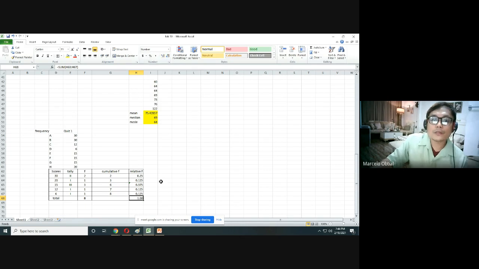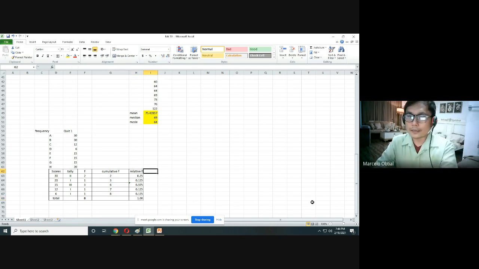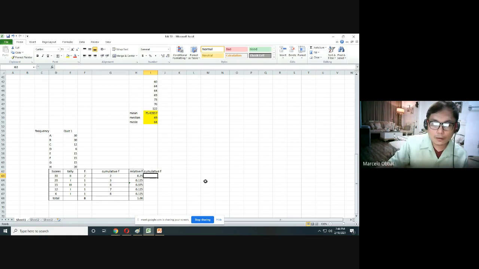Okay? Now, may isa pa, it's called the relative, shortcut na rel, no? Relative cumulative frequency. Okay? So may idea na kayo paano ito, no? Gamitin natin ang cumulative frequency in relation to the total.